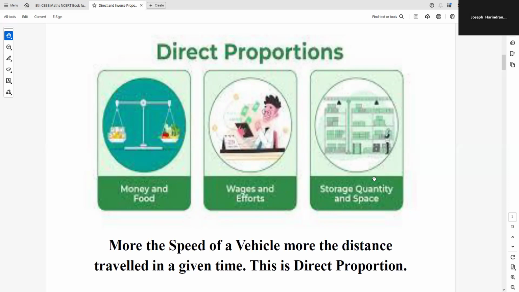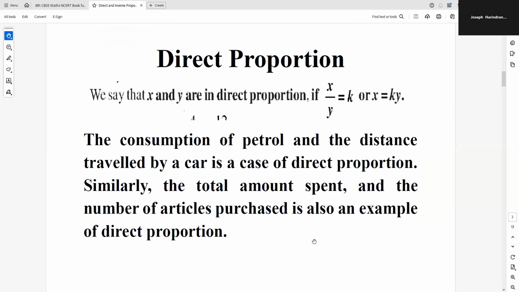Storage space and the quantity of materials you can store in that space. The more the speed of a vehicle, the more the distance traveled in a given time. In a particular time, you can travel more distance if your speed is more. This is direct proportion. So we consider this direct proportion like this.